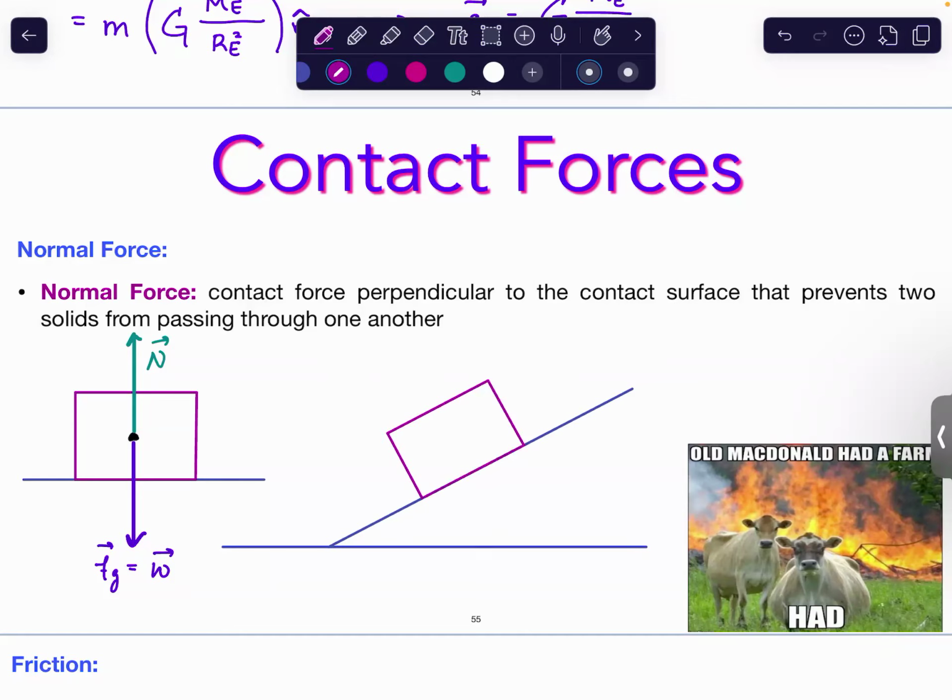Okay, so our mass is on a slope. Now, let's think about what our normal force might look like here. Again, we're going to have our center of mass. Now, gravitational force is always going to point straight down towards the center of the Earth. So, gravitational force is going to point straight down. Okay, but your normal force is always going to point perpendicular to your surface. So, normal force is going to go off in this direction.